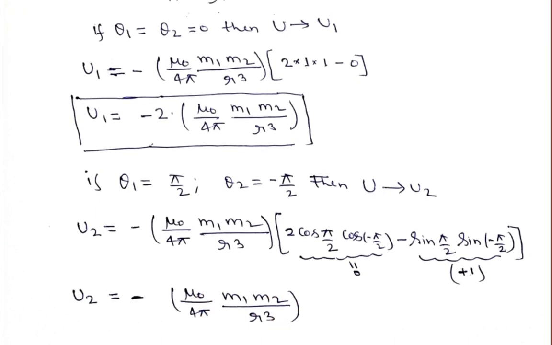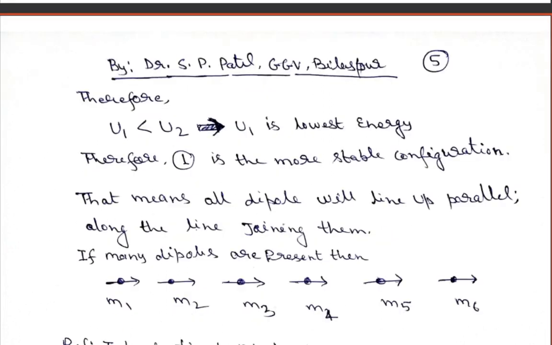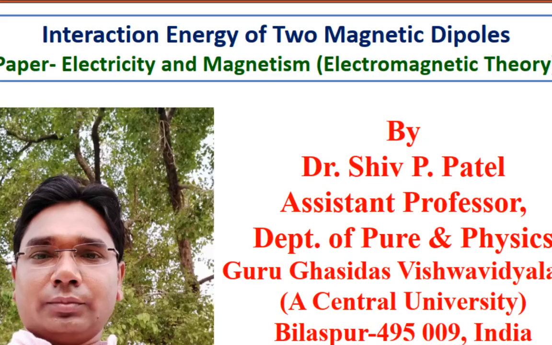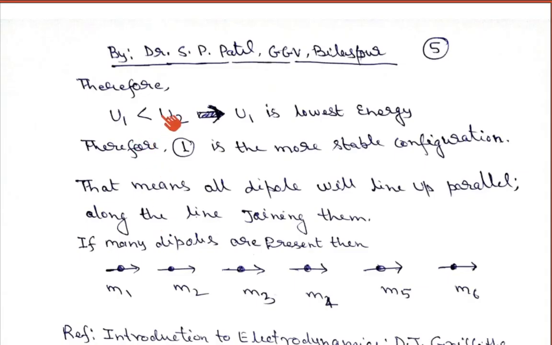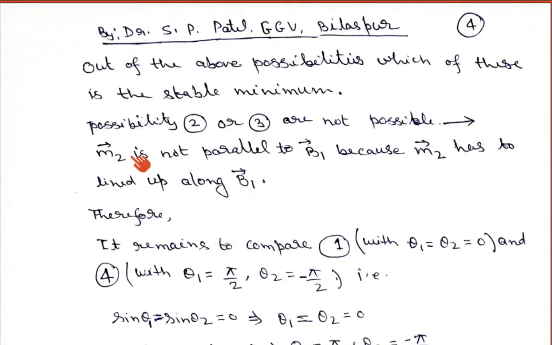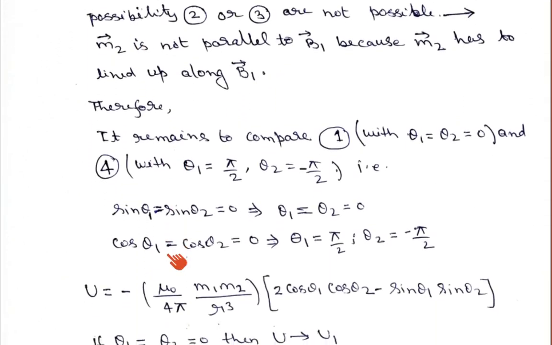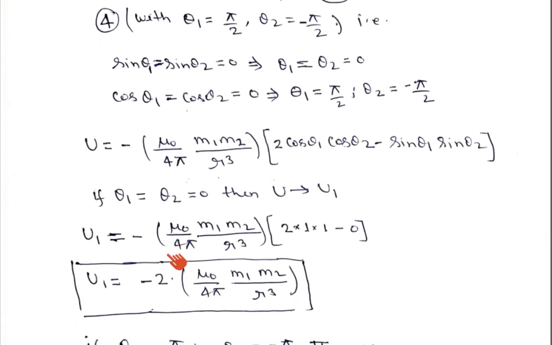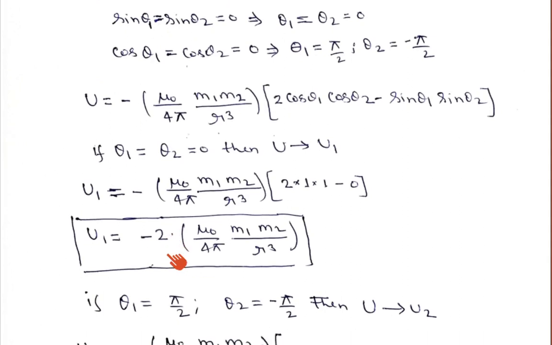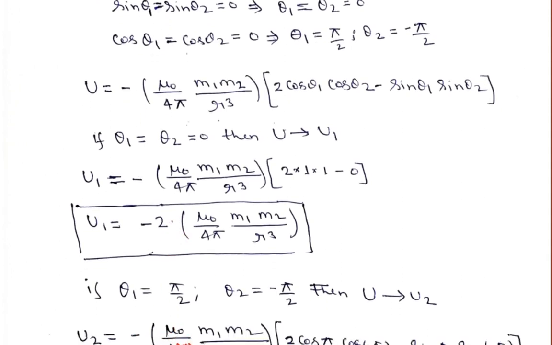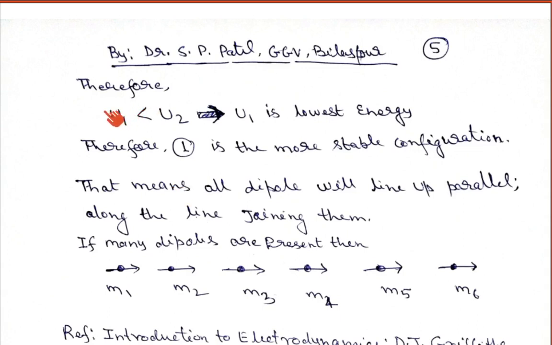Now if you compare this energy, that U1 and this U2, obviously you see that U1 is less than U2. U1 is minus 2 mu 0 upon 4 pi m1 m2 upon r cube, and U2 is minus 1 mu 0 upon 4 pi m1 m2 upon r cube. So that means U1 is less than U2.